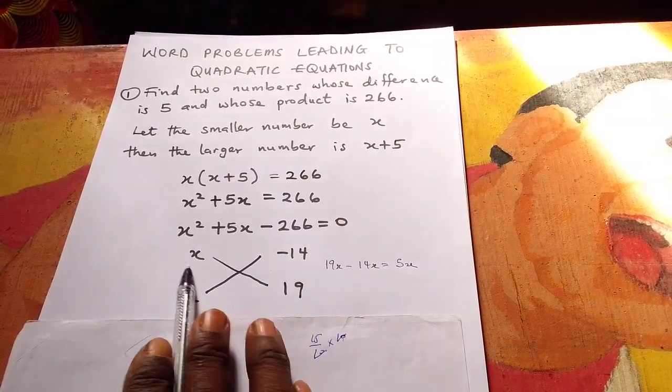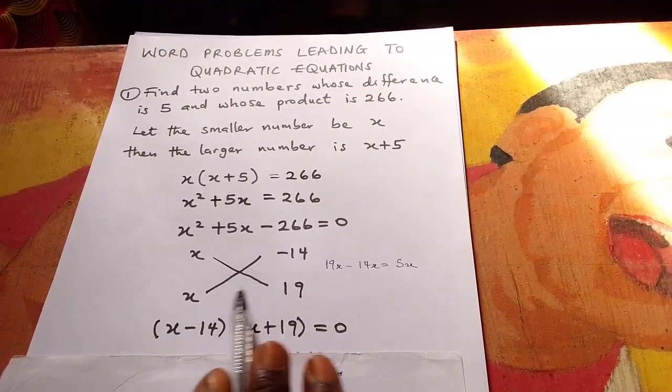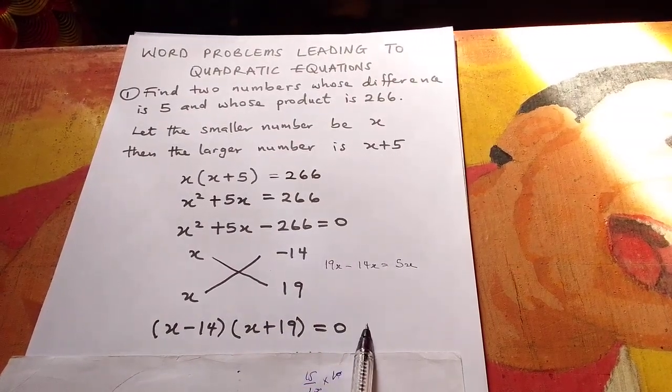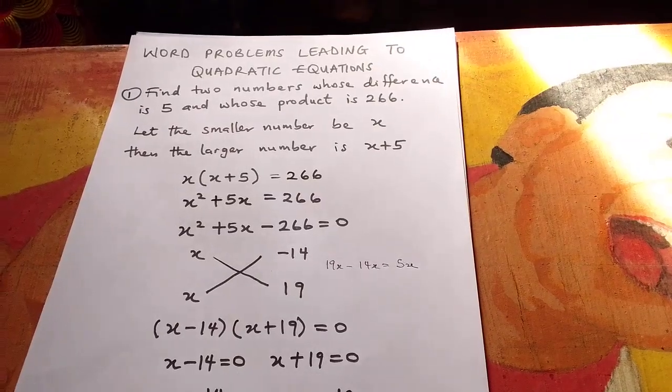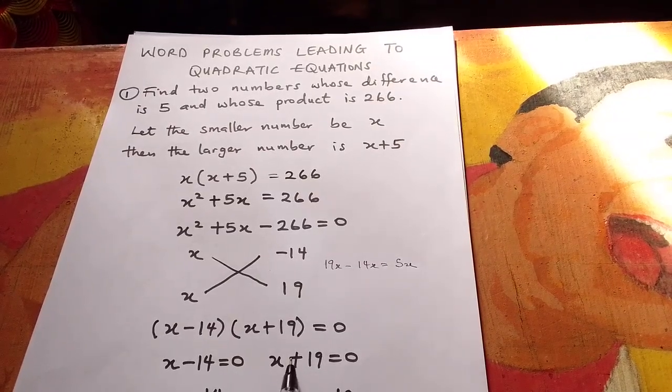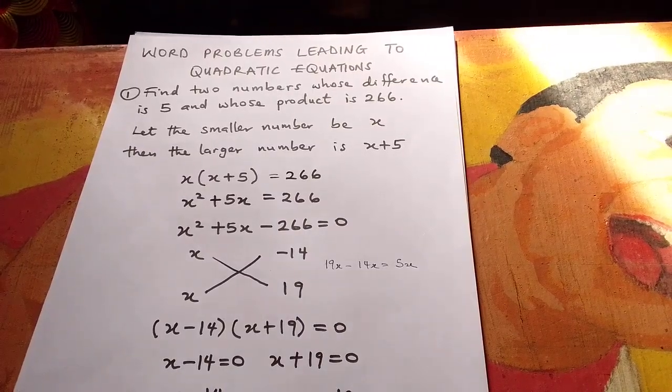So you now write the factors this way. You have x minus 14, x plus 19 equals 0. So you now solve. x minus 14 is equal to 0, x is equal to plus 14. x plus 19 is equal to 0, x is equal to minus 19.